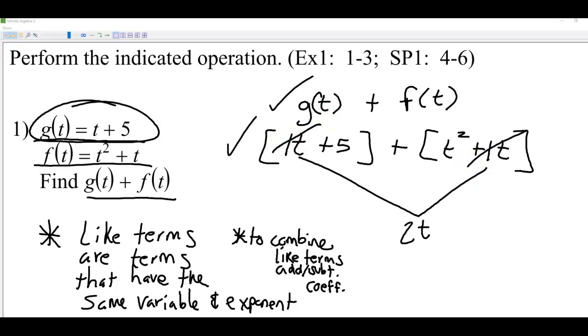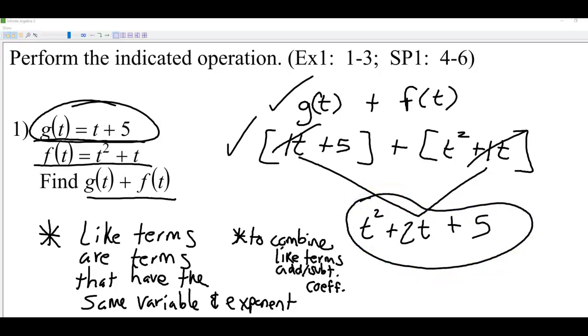And then we have a t squared, right? I'm going to put that in the front because it's got the bigger exponent. And then I'm going to put the number last because it doesn't have a t at all. And there it is. So now I made that a little long because I wanted to make sure we talked about all the little details.